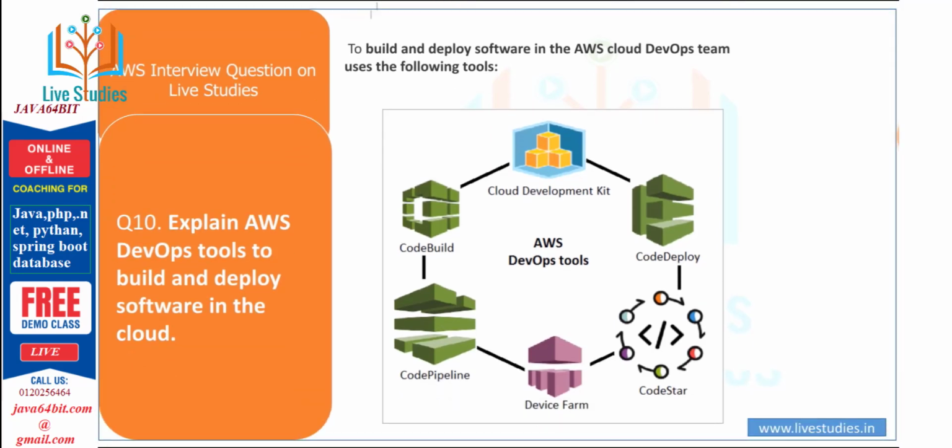Another question is, explain AWS developer tools to build and deploy software in the cloud. There are several tools to build and deploy software in the AWS cloud. Teams use the following: Cloud Development Kit, CodeDeploy, CodeStar, Device Farm, CodePipeline, and CodeBuild. The Cloud Development Kit is an open source software development framework for modeling and provisioning cloud application resources with popular programming languages like PHP, Java, and .NET.